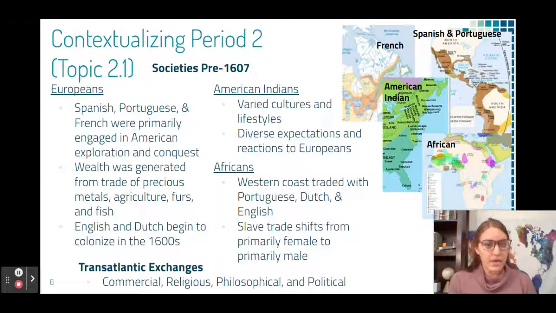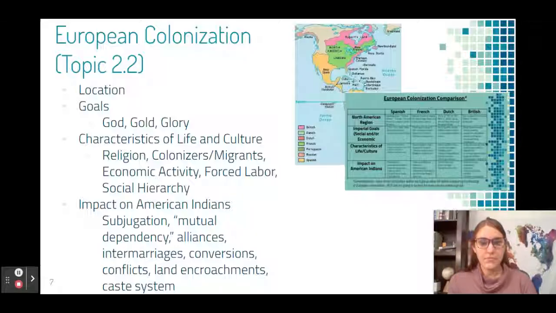And what we see happening in this period is that the slave trade is going to shift from primarily female enslaved persons to primarily male enslaved persons. And so that's going to happen as the transatlantic slave trade increases. Additionally important to understand is what's going on in this time period as far as transatlantic exchanges. What were the commercial, religious, philosophical, and political exchanges that were happening? If you think back to Period 1, one example of these exchanges would have been the Columbian Exchange.